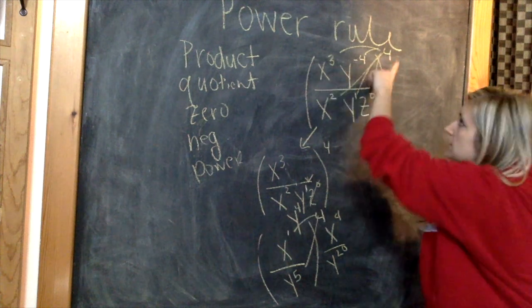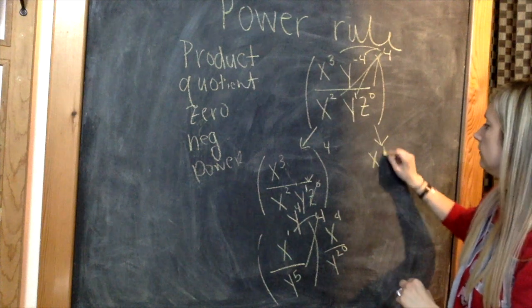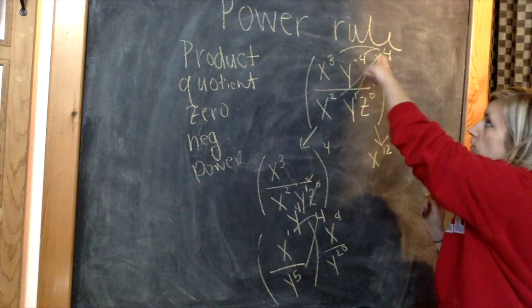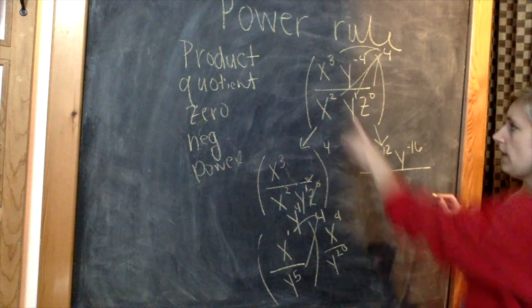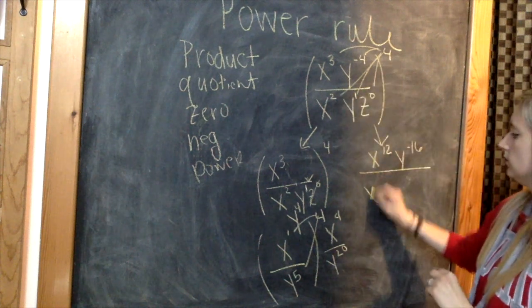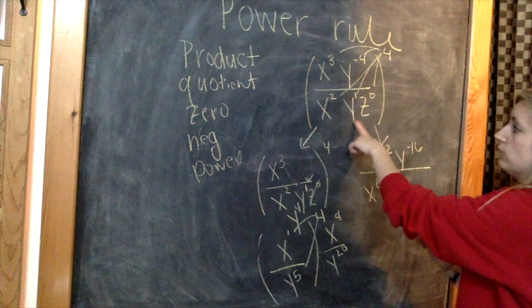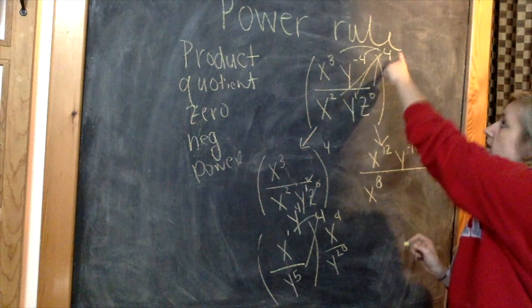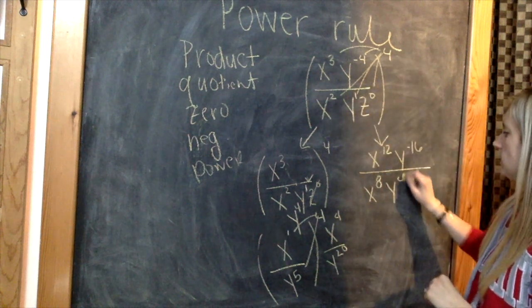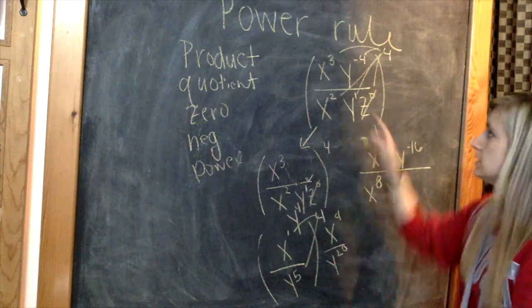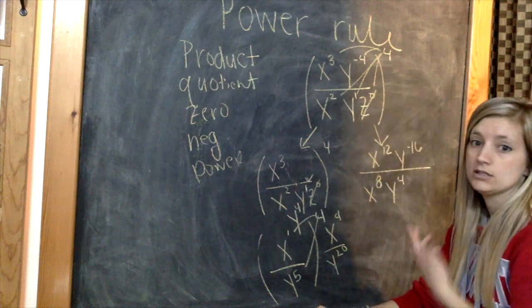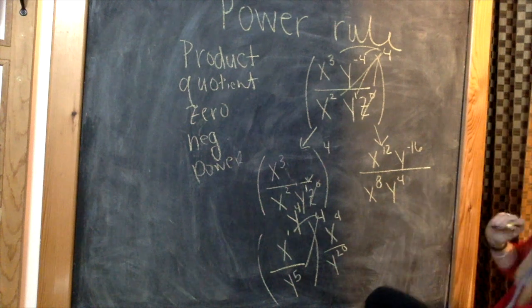So I have 3 times 4, which is 12. I have negative 4 times 4, which is negative 16. I have 2 times 4, which is 8. I have y to the first, so 1 times 4, which is 4. And if it's to the 0, I'm just going to cross it off because what's 0 times 4? It's 0. Okay?